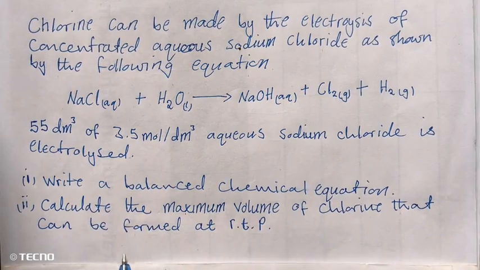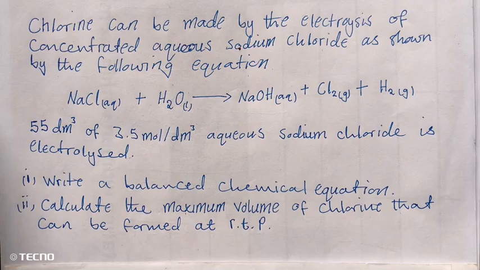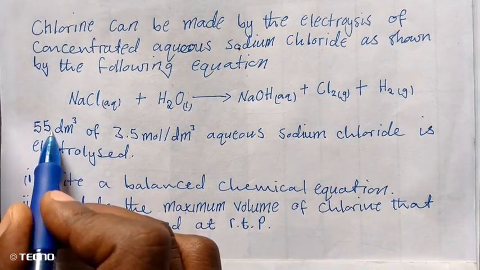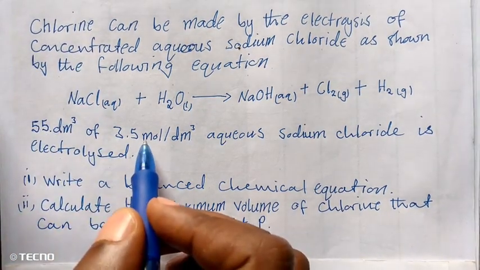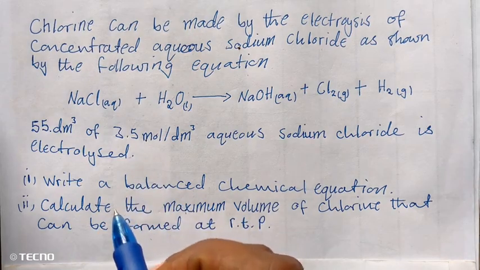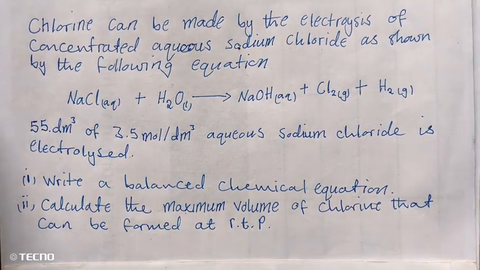So the first one here is write a balanced chemical equation to calculate the maximum volume of chlorine that can be formed at RTP, which is room temperature and pressure. So having the information, this is the volume of sodium chloride and this is the concentration for sodium chloride. Okay, so first thing we're going to write the chemical equation.